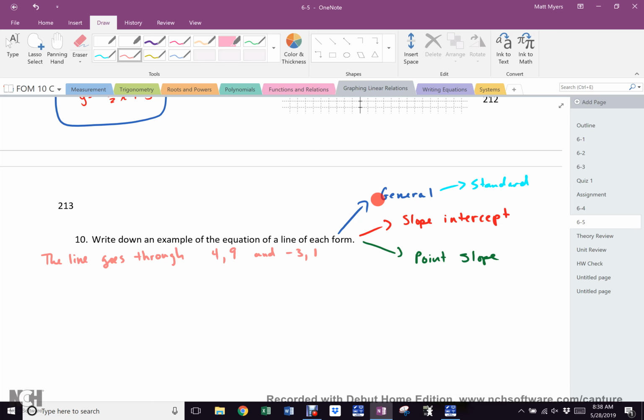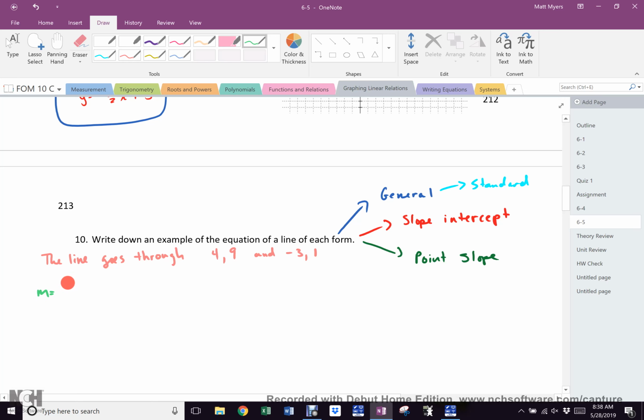What are you going to do right now to figure that out? What's the first thing you should do if you're ever in doubt in this unit? Find the slope. Always find slope. Why is slope good? Doesn't that automatically almost give you two of your questions? So how are we going to find that slope, everyone? Okay, so what's it going to be? What are my options for the numerator here? 1 minus 9 or 9 minus 1.